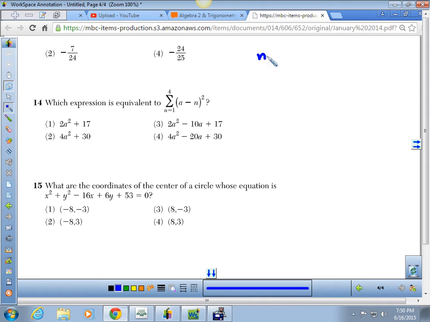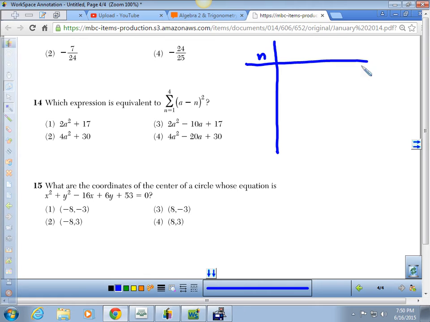I always like to make a little table when I do summations. I like to show one column for my variable, which in this case is the n, and then my next column is the expression that we're going to be plugging n into, a minus n squared. So what are the numbers that we're going to be plugging in for n? 1 through 4. 1, 2, 3, and 4. Okay, so what will my expression look like when I replace n with 1?